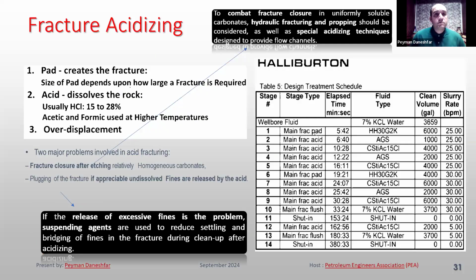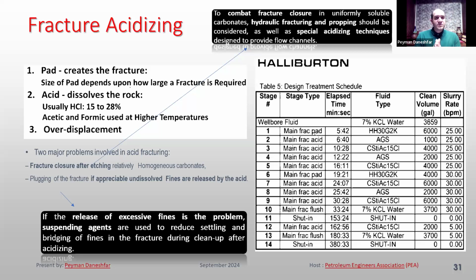Here, we have sample jobs of Halliburton. You can see that one stages for the main frac pad after the main frac acid. Why? Because when you pump the pad, you build up the pressure. After that, when you want, you inject your acid.